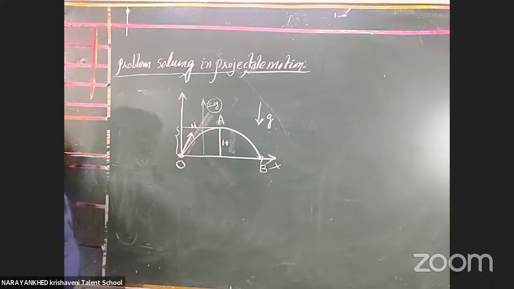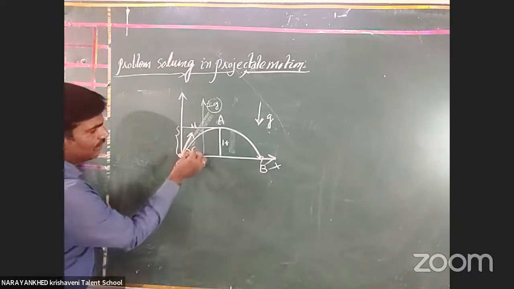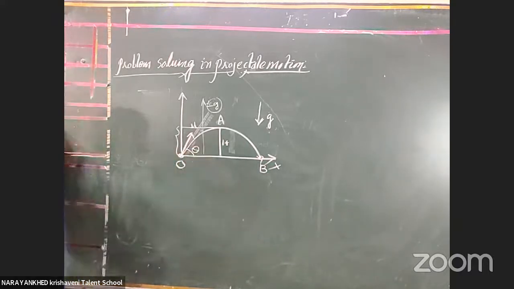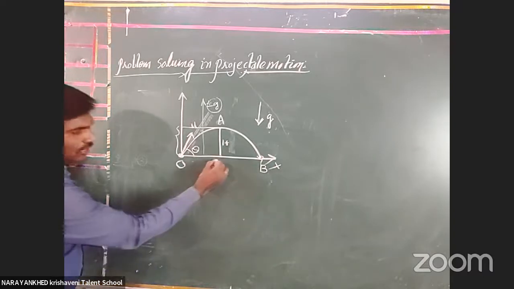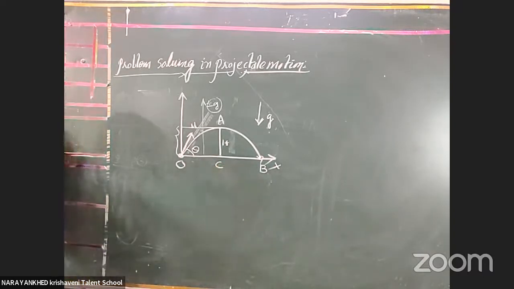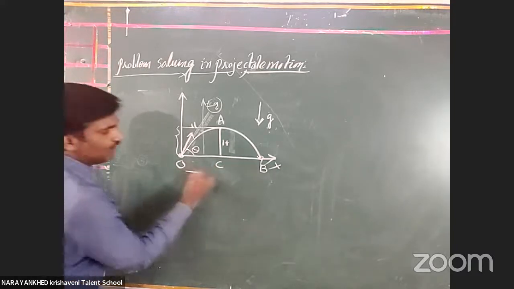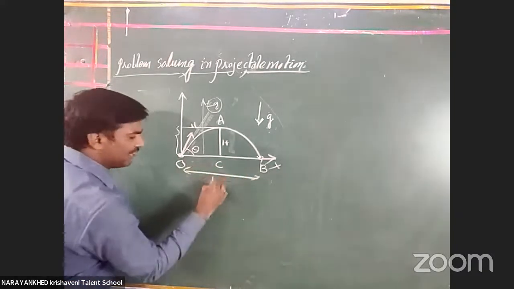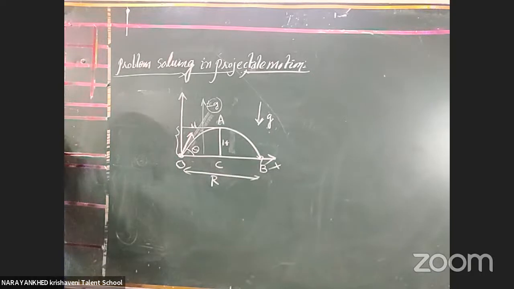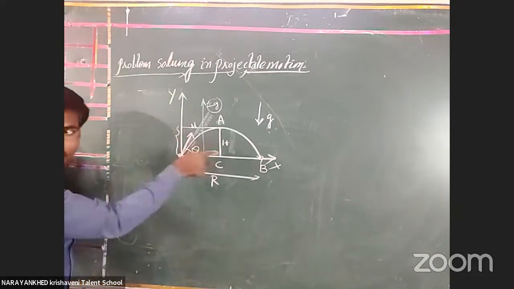Now, these are the values we considered, and the angle made with our vector of initial velocity is theta. Next, we consider this point as C, and the total distance traveled from here is called the range, the range of the projectile motion. This is the fundamental thing you have to consider. Got it or not? All the diagram is understood.